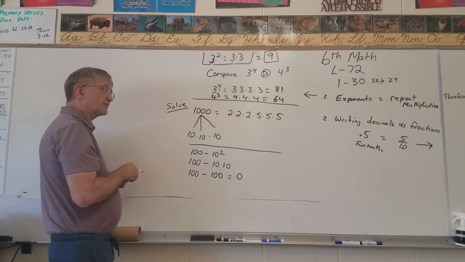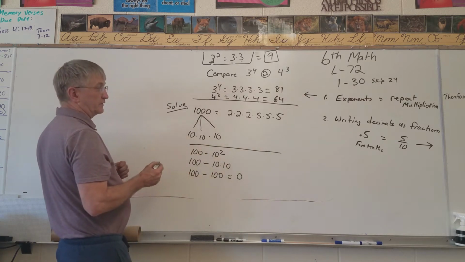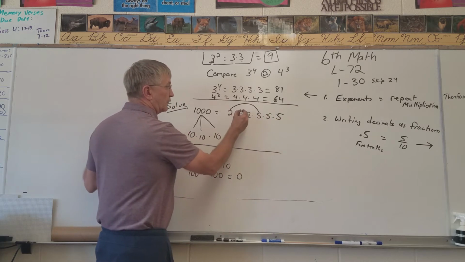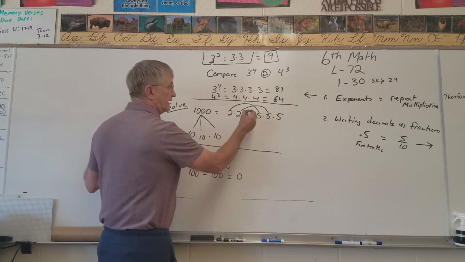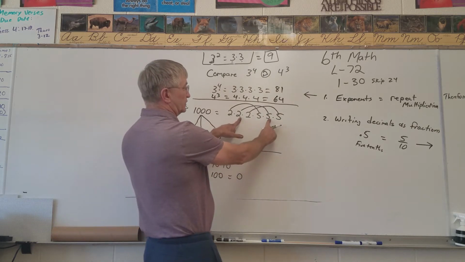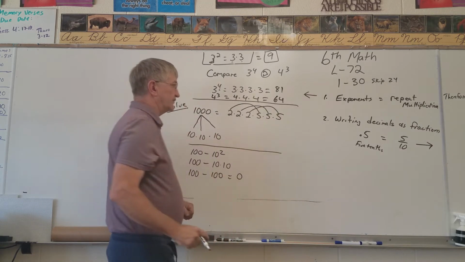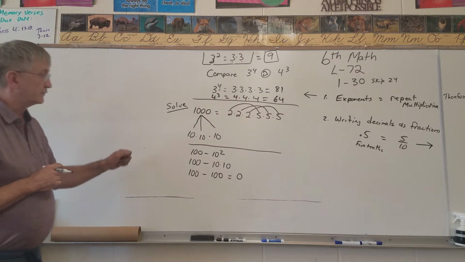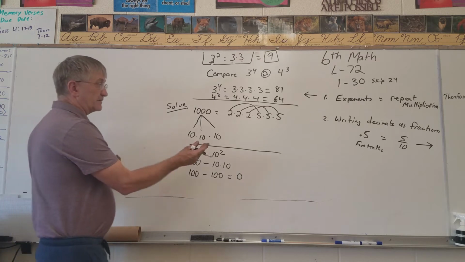To prime factor that out, if you recall earlier, we went 2 times 5, and 2 times 5, and 2 times 5. We had all the 10's because 2 times 5 is 10, 2 times 5 is 10, 2 times 5 is 10. They are all prime factored out. We have all 3 sets of 10's, which equals 1,000. So that way it becomes easier to solve.